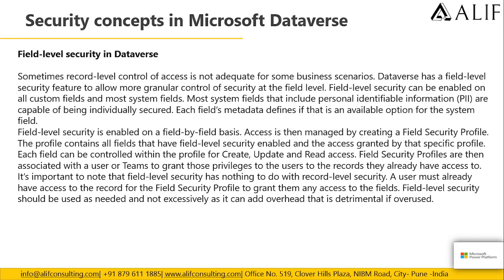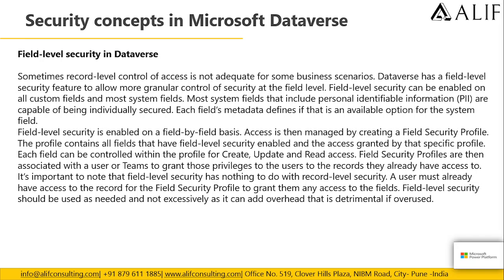Access is then managed by creating a field security profile. The profile contains all fields that have field level security enabled and the access granted by that specific profile. Each field can be controlled within the profile for create, update and read access. Field security profiles are then associated with the users or teams to grant those privileges to the records they already have access to.